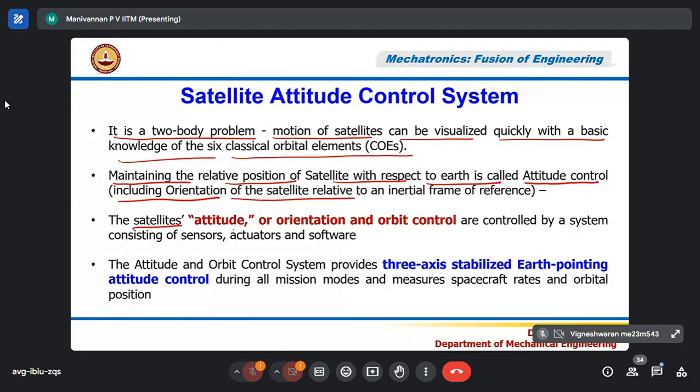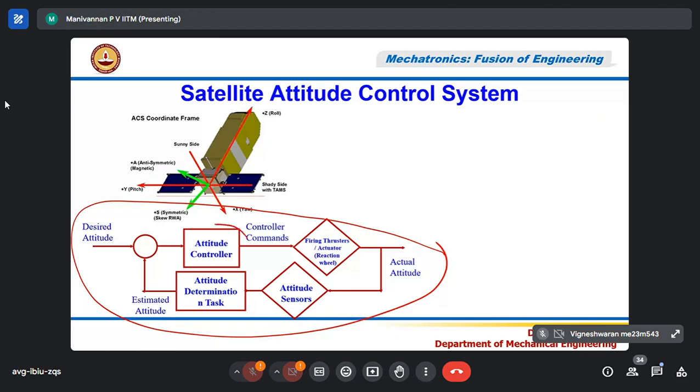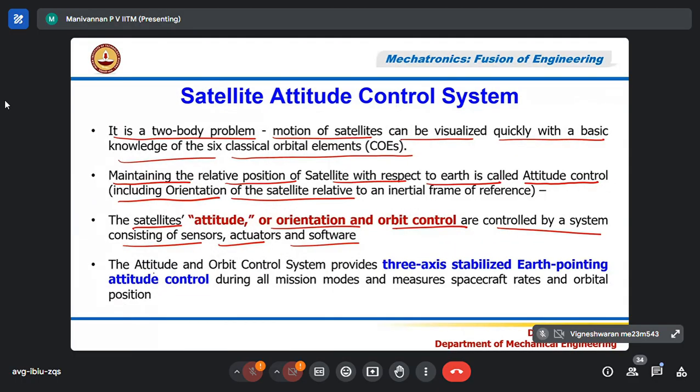The satellite altitude or orientation orbit control is controlled by a system consisting of sensors, actuators and software, because there's a small computer inside your controller. Inside your altitude control, there's a small computer we call ECU, electronic control unit. Actually, it may use something like your laptop or desktop computer itself. Then the altitude or orbit control provides 3-axis stabilized Earth pointing altitude.